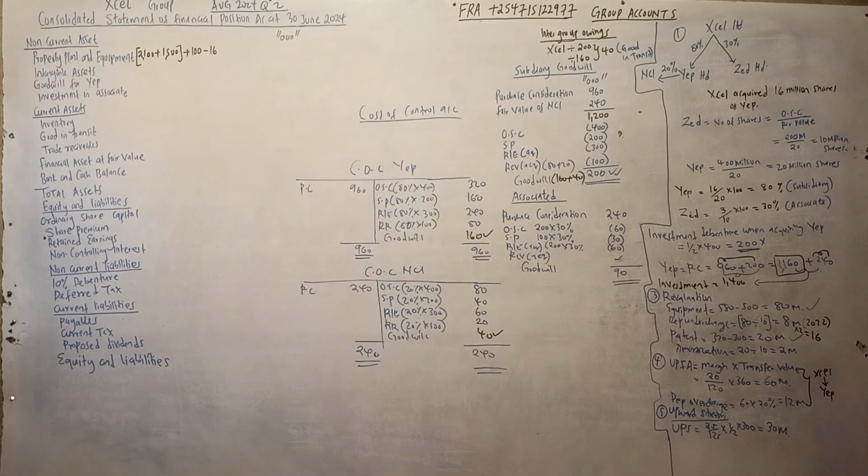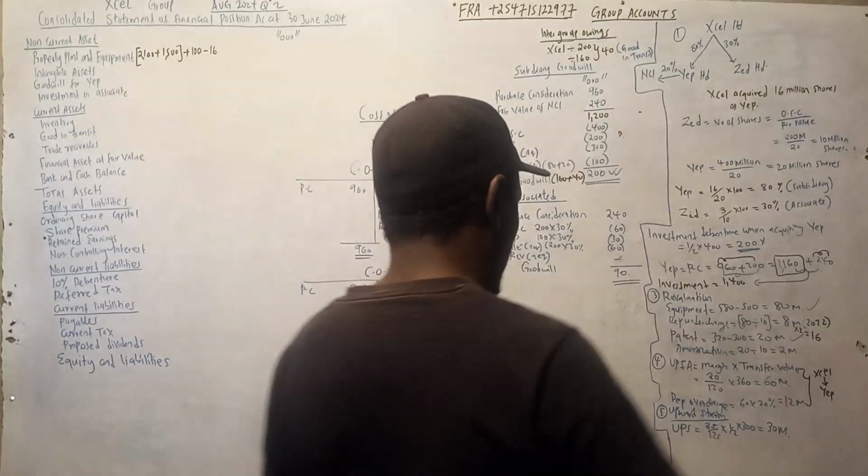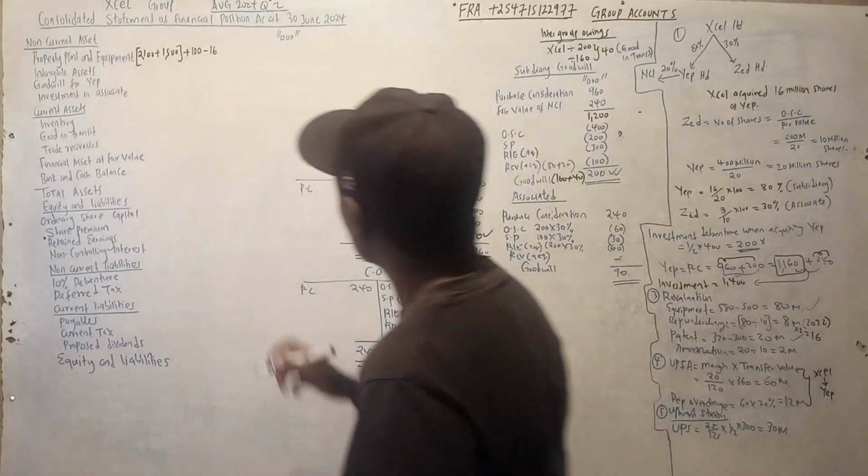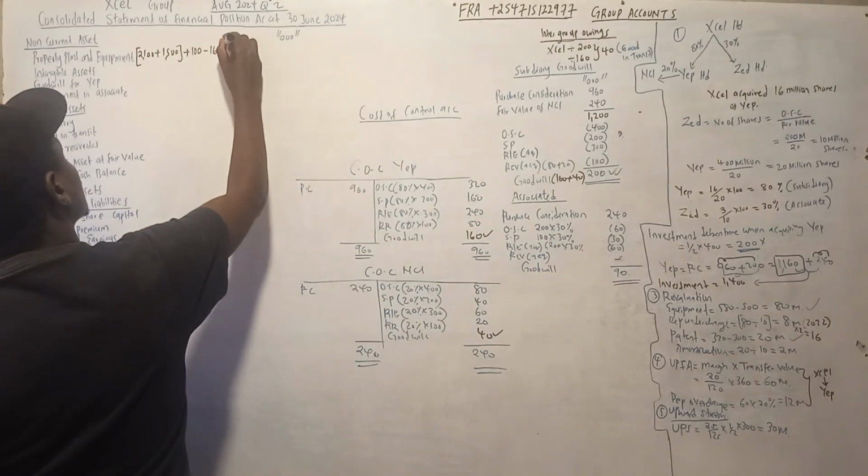Then we need to less the unrealized profit on fixed asset. How much was that? This one. It was 60. So we need to less 60.